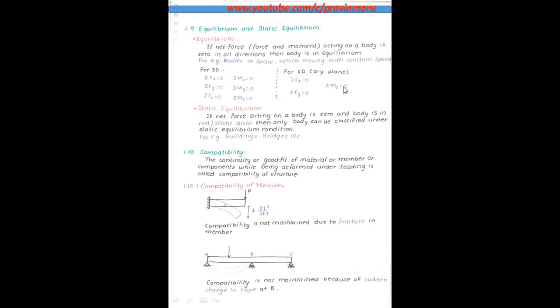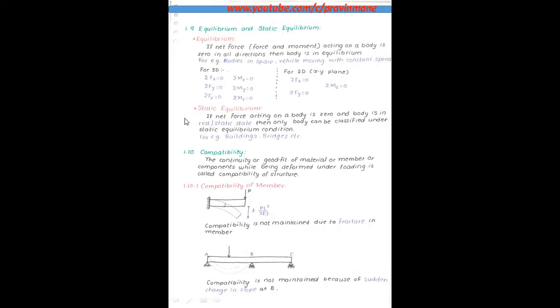Then static equilibrium. In static equilibrium, the net force acting on the body is 0 and the body is at rest or in a static state. Only then can the body be classified under the static equilibrium condition. Examples are buildings and bridges. It means if the net force acting on the body is 0 and the body is at rest or in a static state, the body should be at rest and the acting force will be 0, correct?